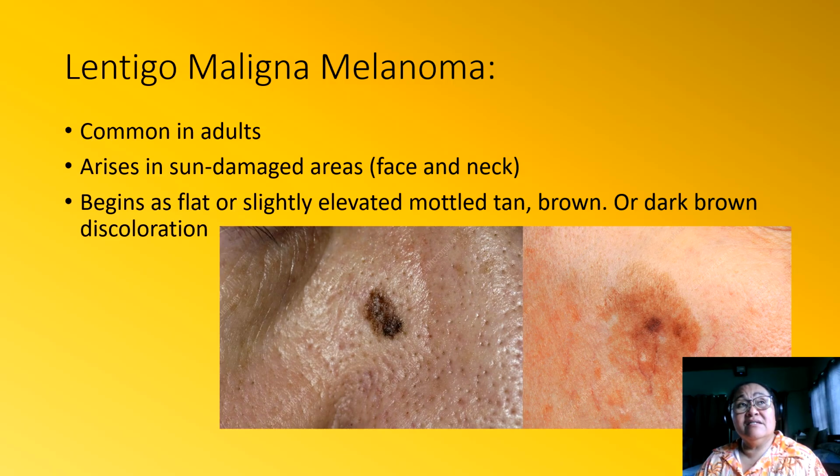So thirdly is the lentigo maligna melanoma. This most commonly affects older adults and usually develops on sun exposed areas, especially the face, the neck, and the arms. It begins as a flat, slowly enlarging brown or black patch with irregular borders, and typically grows slowly over several years before becoming invasive.